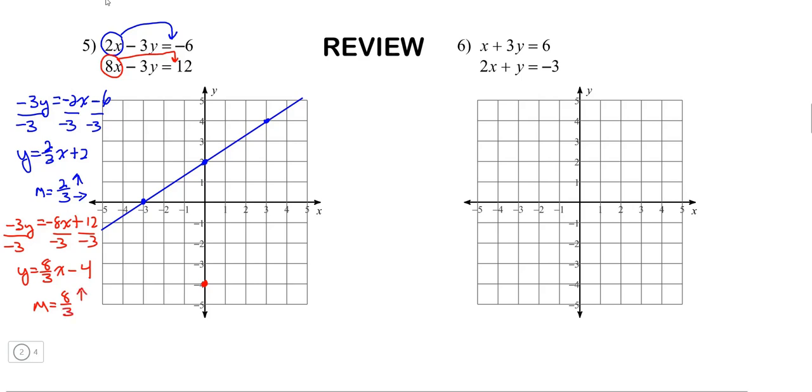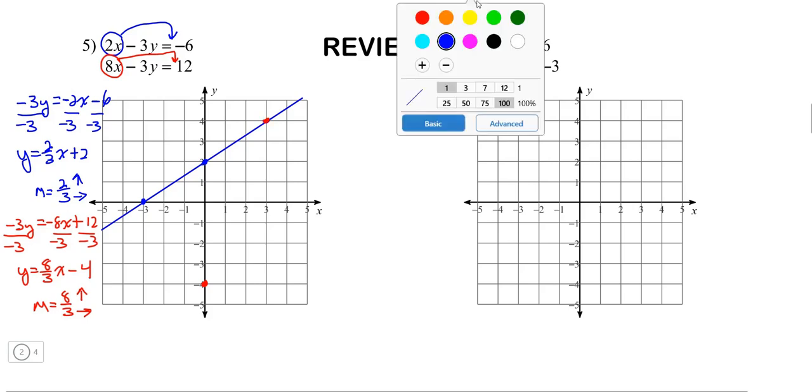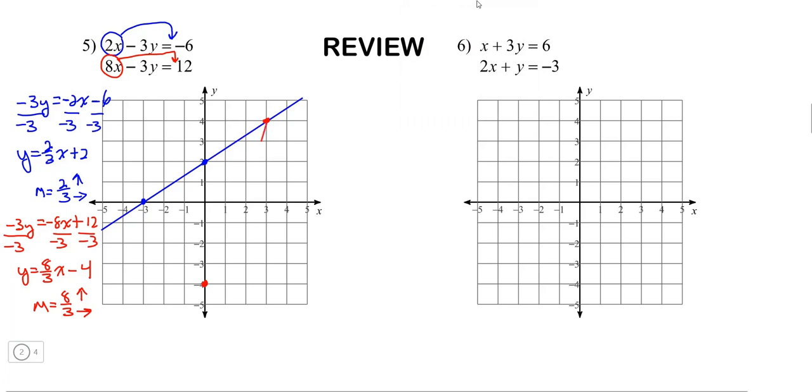So that means we're going to move up 8 and right 3. So up 8, 1, 2, 3, 4, 5, 6, 7, 8, and right 3, 1, 2, 3. And look at that, there's our answer. Draw our line. And so our solution point is this point right here, the ordered pair 3, 4.